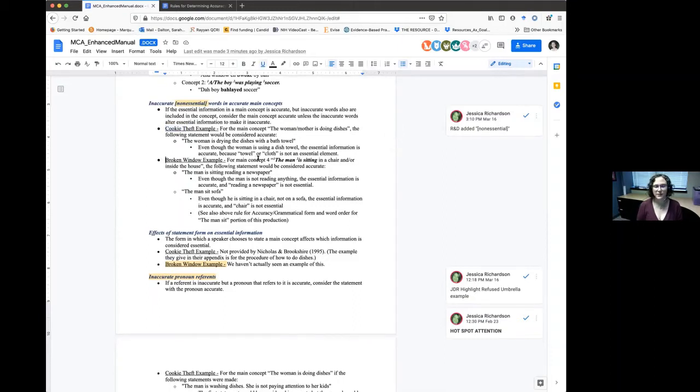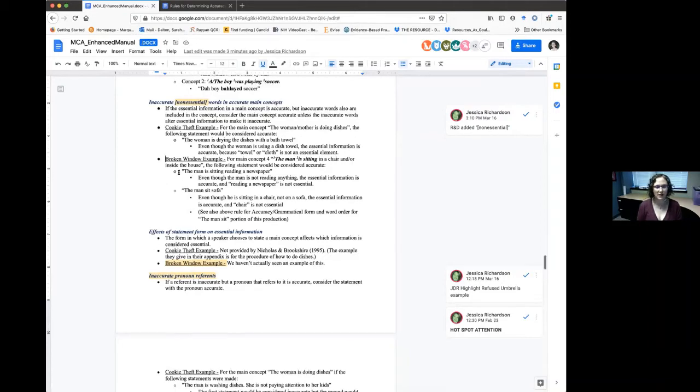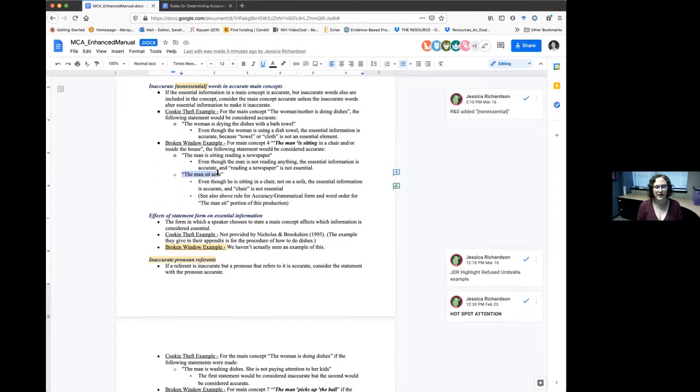And so they provided, again, cookie theft examples, and for broken window, if we look at the main concept, the man is sitting in a chair or the man is sitting in the house, something like the man is sitting reading a newspaper would still be considered accurate, even though when you look at the stimulus, the man is not holding anything, he's not looking at anything, because reading a newspaper is not essential. The only 2 essential elements are the man and sitting. And similarly, the man sits sofa would also be considered accurate, because sofa is not an essential element.